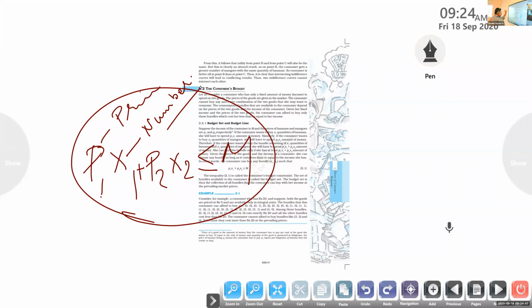Here P1 is the price of the first commodity, and X1 is the number of the first commodity, plus P2, the price of the second commodity, multiplied by X2, the number of the second commodity. That's what the equation says to us: the price of the first commodity into the number of that first commodity, plus the price of the second commodity into the number of that second commodity, always should be less than or equal to the income. So this equation is very much important for us.